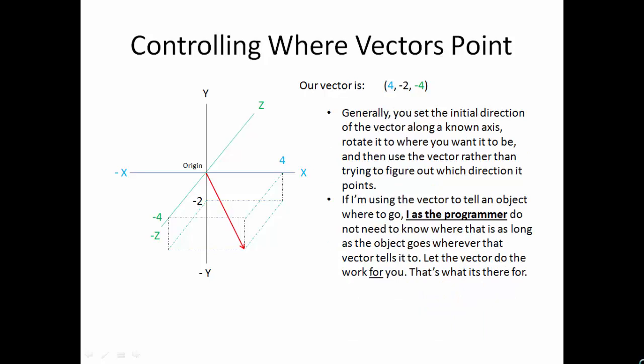Generally, you set the initial direction of the vector along a known axis, rotate it to where you want it to be, and then use the vector rather than trying to figure out which direction it points in. If I'm using the vector to tell an object where to go, I as the programmer do not need to know where that is, as long as the object goes wherever that vector tells it to. Let the vector do the work for you. That's what it's for. Don't micromanage it. Don't try to control every little aspect of it. It stores what it's supposed to store. It does the math correctly. Let it get its work done and leave it alone.